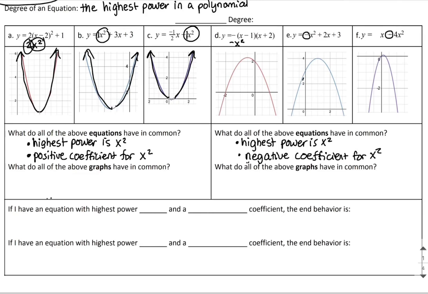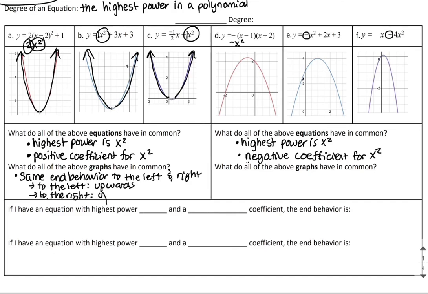So what I notice about these graphs is that they have the same end behavior to the left and right. And to the left, just to clarify, I'm going upwards, and to the right I'm going upwards. So both upwards in both directions.